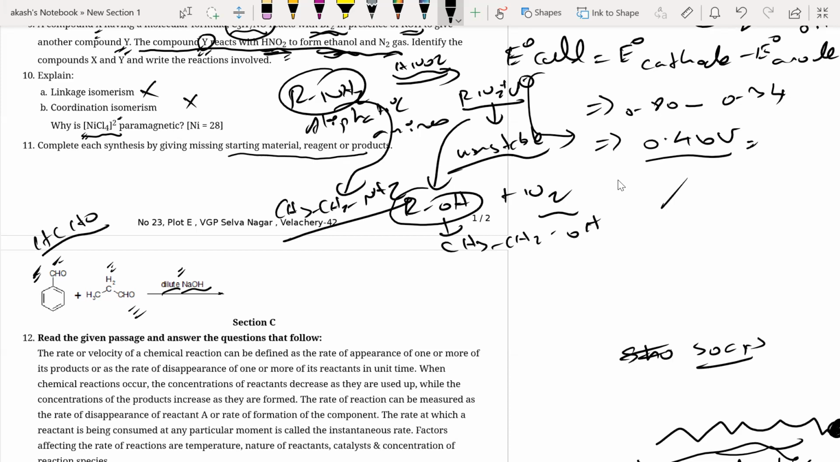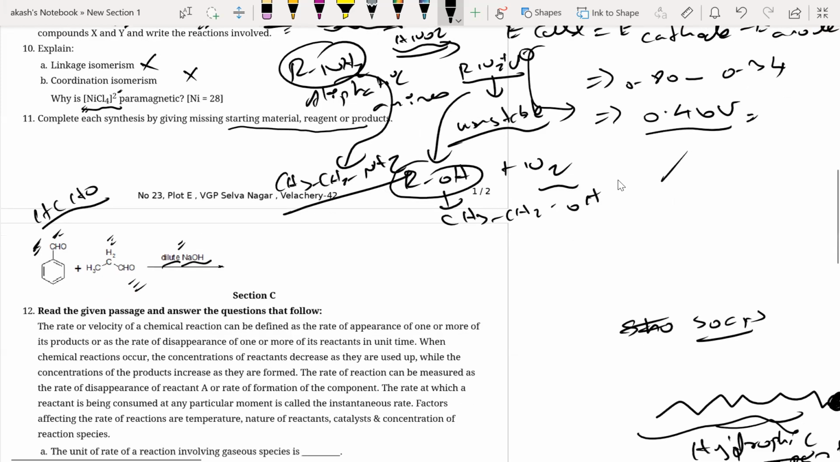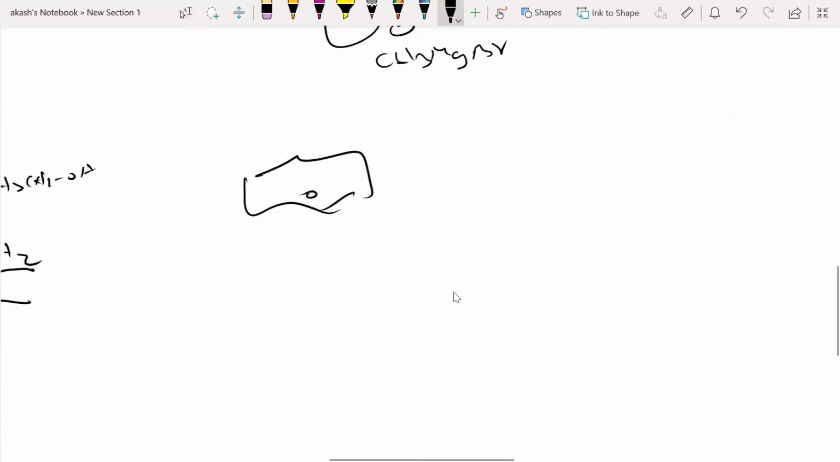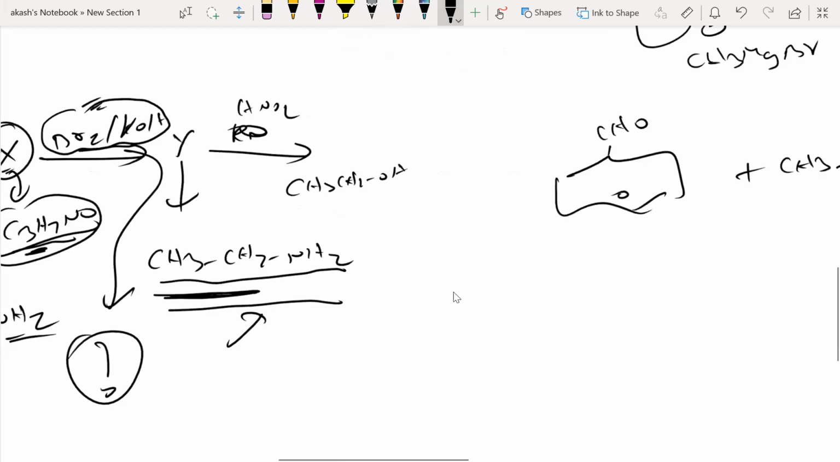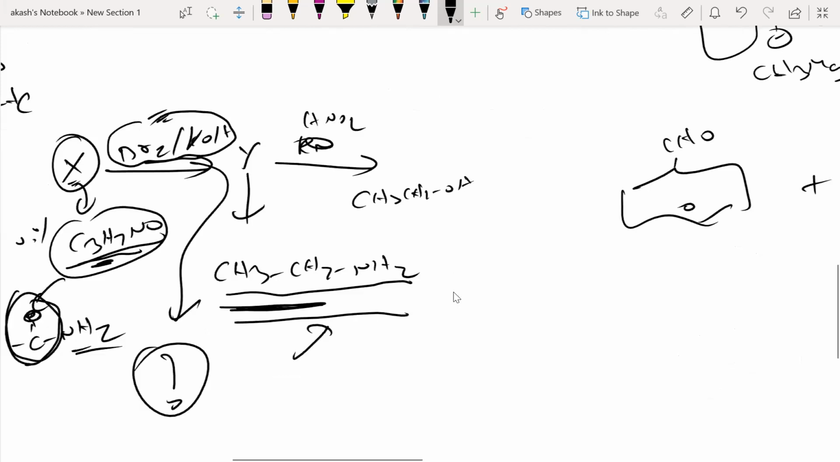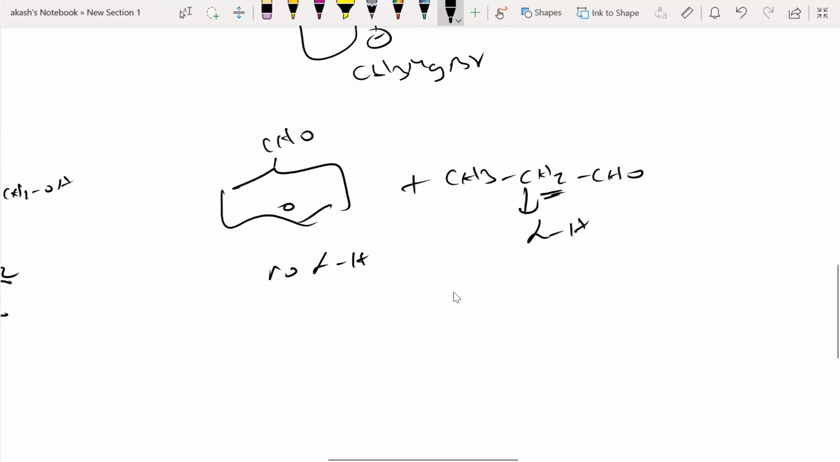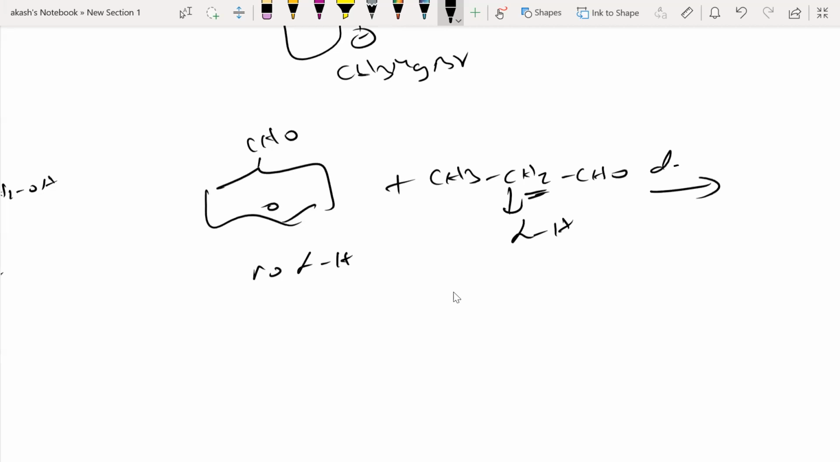Okay, fine. Now in this case, let me draw it here. We have benzaldehyde, and then we have CH3CH2CHO. What I understand is this has alpha hydrogens and the benzaldehyde has no alpha hydrogen. Now it is complicated. I told you that if alpha hydrogen is there, aldol is possible; if it is not there, it is not.